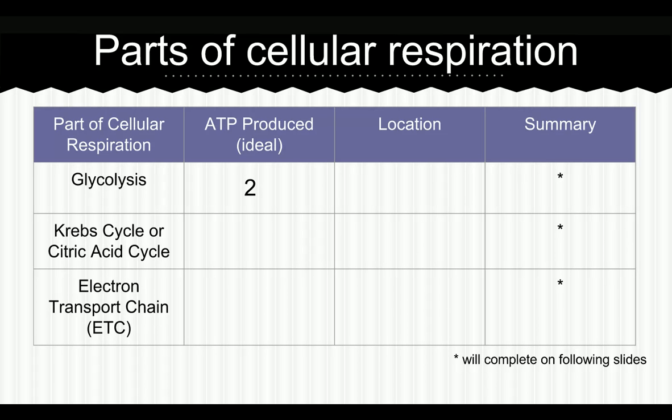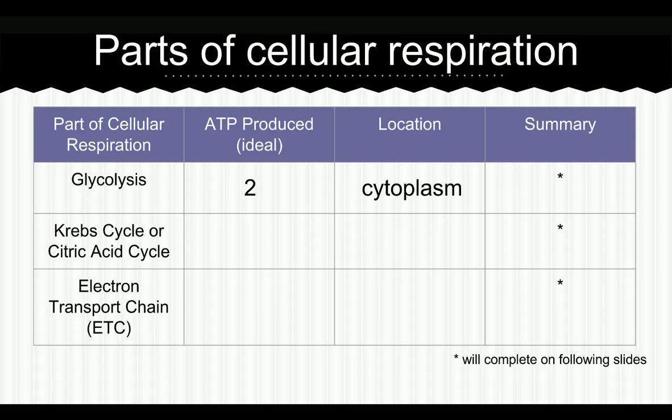Glycolysis, the first part of cellular respiration, is going to produce 2 ATP under ideal conditions, and this is going to take place in the cytoplasm of the cell. So you know how we said that all organisms do cellular respiration? Glycolysis is one part of cellular respiration that all organisms do. So even bacteria that don't have a mitochondria can break apart sugars inside their cytoplasm. They can do glycolysis. They can make some ATP in their cytoplasm.